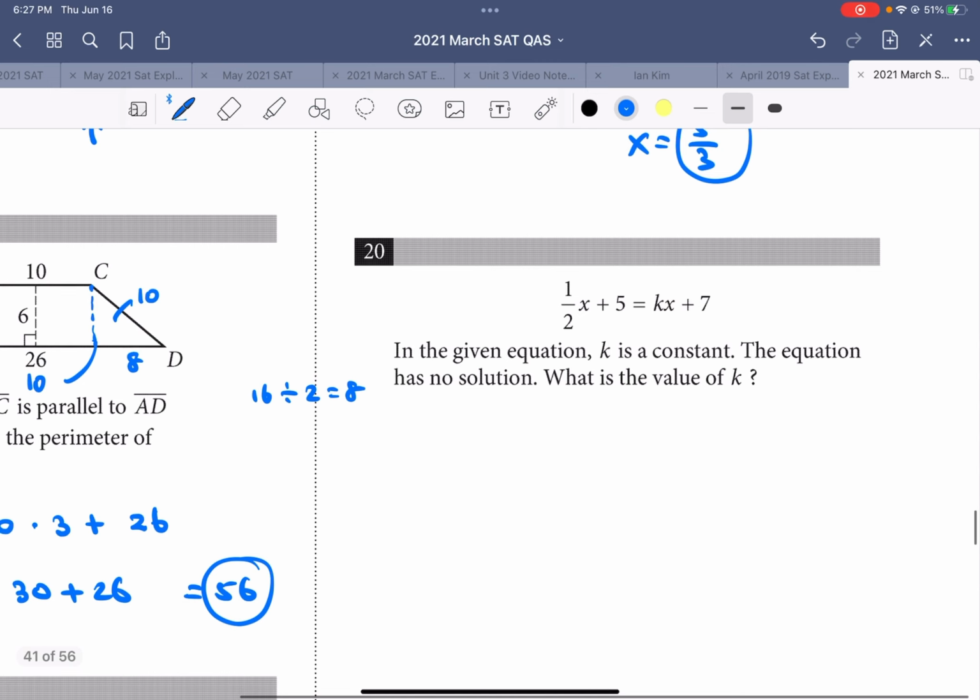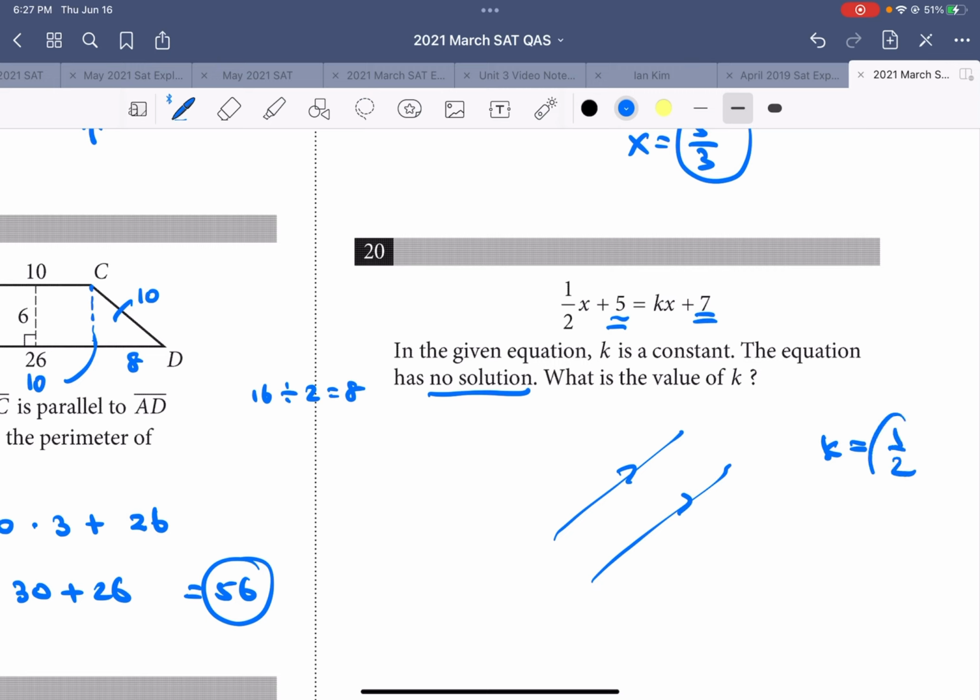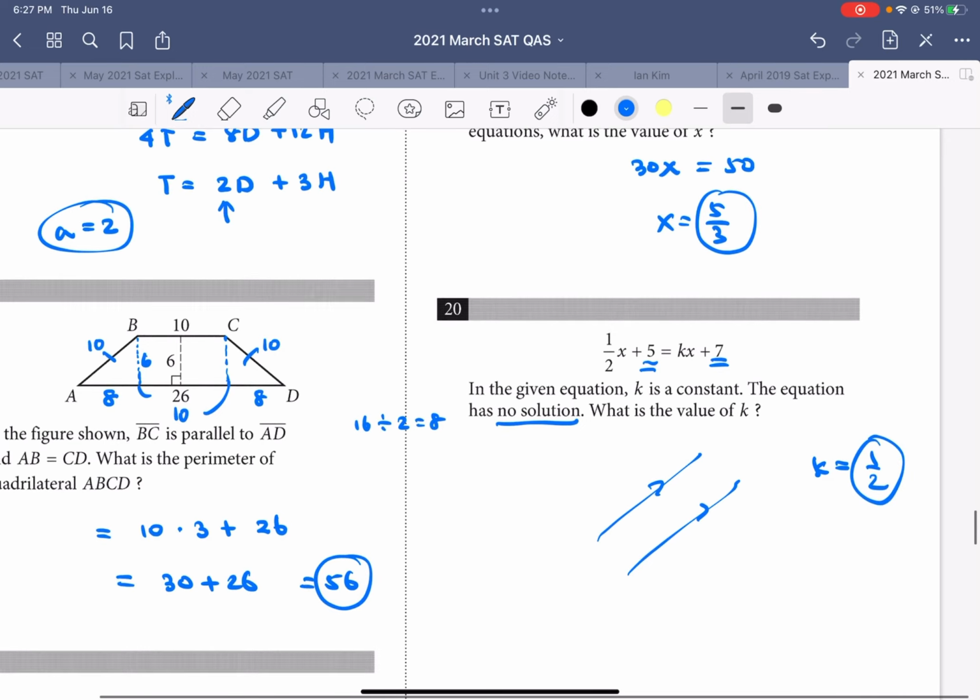Number 20. 1/2 x plus 5 equals kx plus 7. k is a constant. The equation has no solution. No solution means the two lines are parallel, which means the same slope. The y-intercepts are different, which is good. Same slope, different y-intercept, they are never going to hit each other, so that means no solution. So k is the same slope, which is 1/2. Then you're done. Two lines with the same slope and different y-intercepts never hit, so there is no solution.